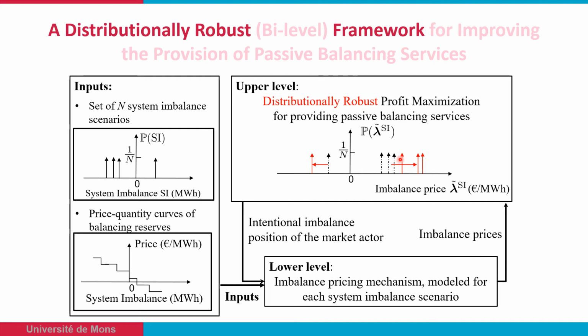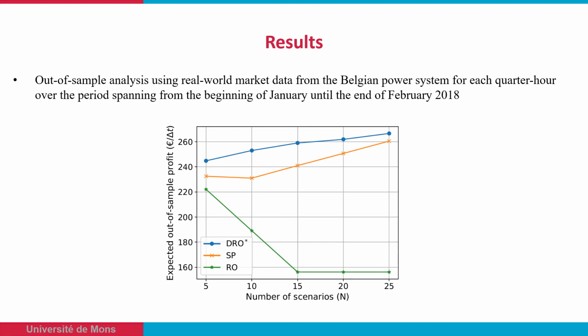So this framework will allow us to take into account the fact that the uncertainty of the future system balance cannot be perfectly captured by our model. To assess the performance of our model, we perform an out-of-sample analysis using real-world market data from the Belgian power system for each quarter hour of the two-month period. So I illustrate the result using only one figure, but other results are available in the paper.